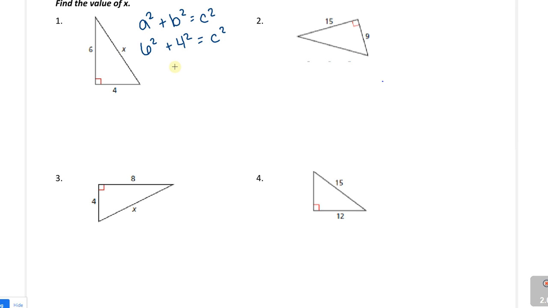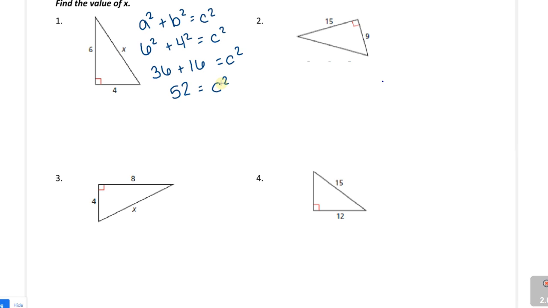So now we're going to calculate. We have 6 squared, which is 36. 4 squared is 16. Don't be afraid to use your calculator. And that's going to equal our c squared. Now add it. 36 plus 16 gives us 52. So 52 is equal to our hypotenuse squared.